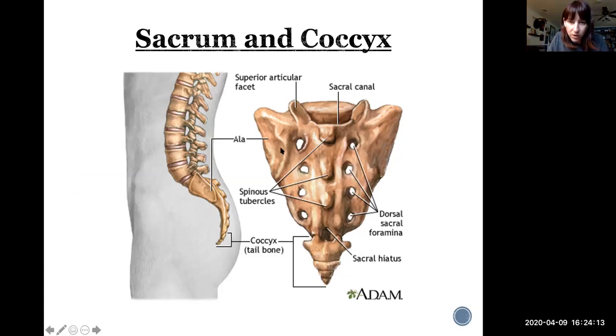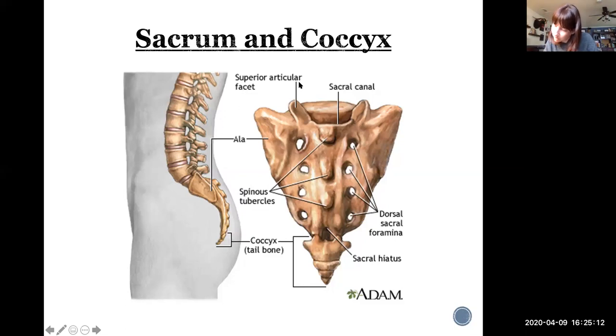Okay, so the ala is where the pelvic bone articulates with the sacrum, and you have one on each side, right? The body of the sacrum is this whole thing here. It's called the spinal foramen. Oh, the sacral foramina. The sacral foramina are here, which would make this the spinal foramen. It's called the sacral canal on here. Spinal foramen is this large opening right here that the spine actually passes through. Spinal tubercles, you don't need to know.